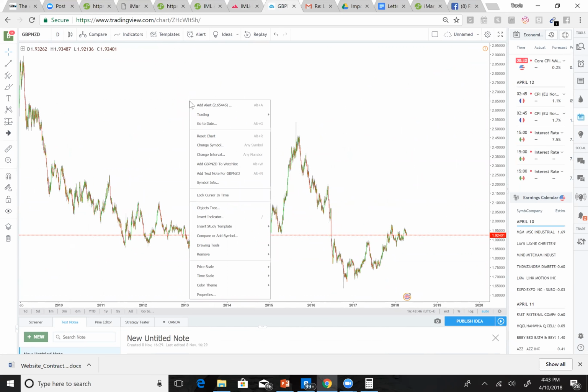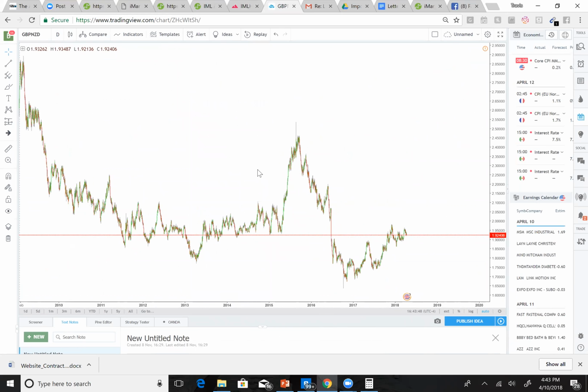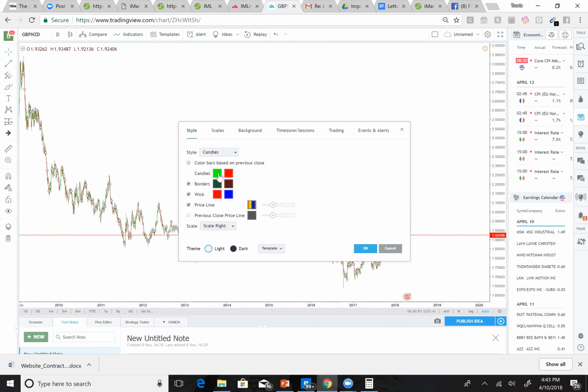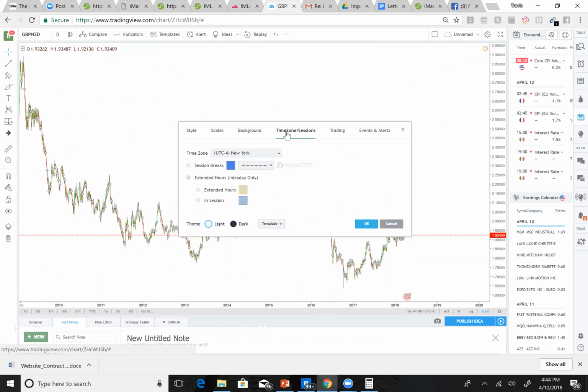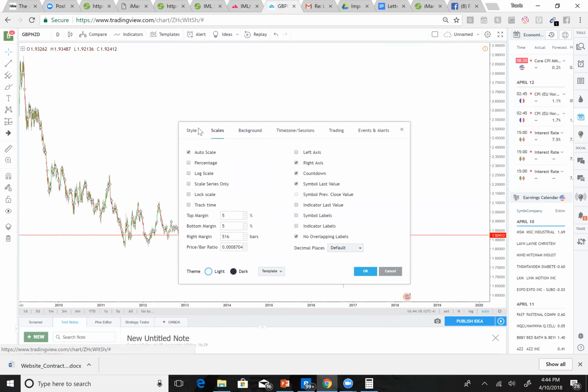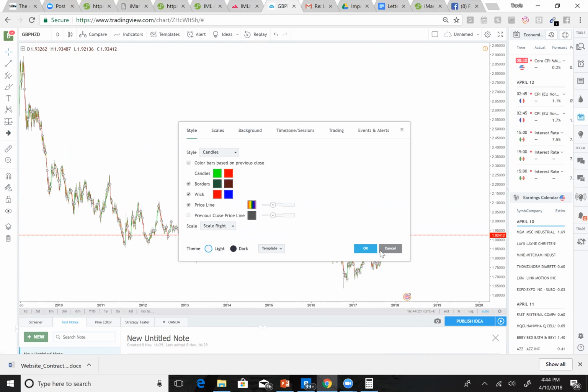If you don't know how to get a clean screen, right click and come down to properties. You definitely want to make sure your candles are bright. For the background, what I always like doing is making sure it's a clear background. You can also put your times on there if you want, as far as when the markets change. I prefer a clean background, but this is where you can come to make those changes.